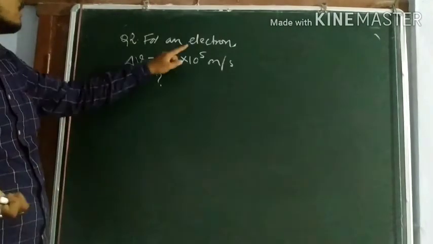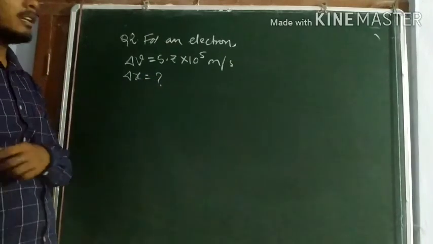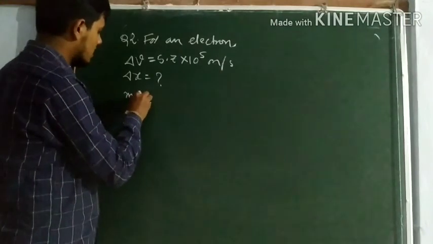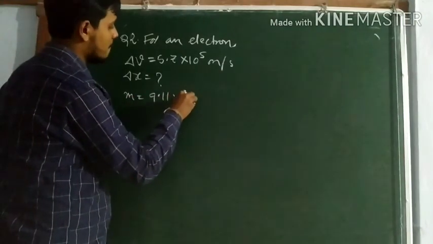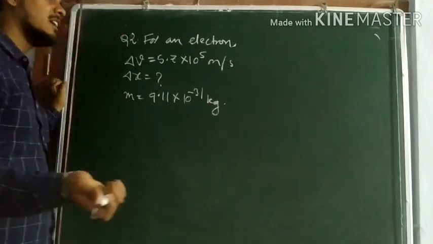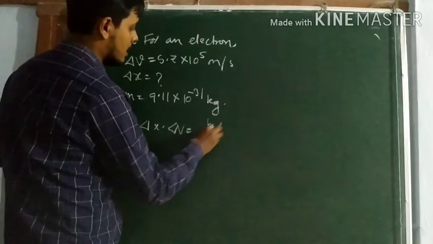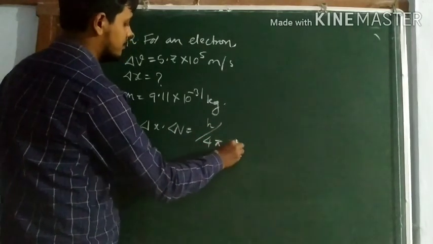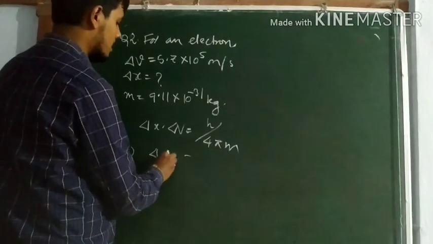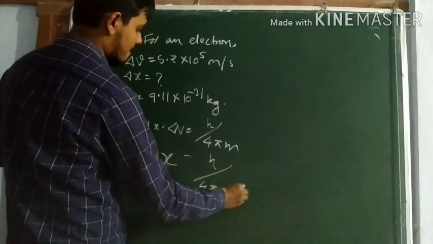For an electron, the uncertainty in velocity is given as 5.7 into 10 to the power 5 meter per second. We are asked to calculate the uncertainty in position if the mass of the electron is 9.11 into 10 to the power minus 31 kg. This question is also very simple. Del x into del v equals h by 4 pi m. If we substitute h, 4 pi m and v, we get the value of del x easily.